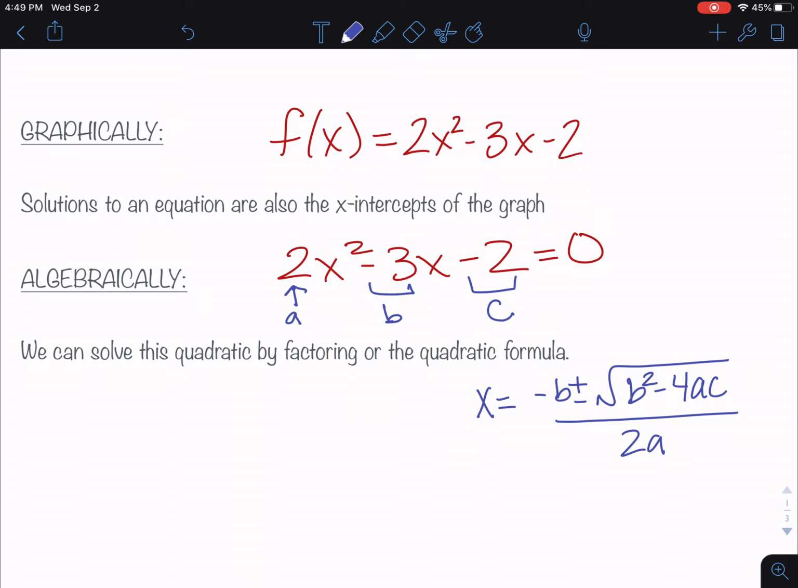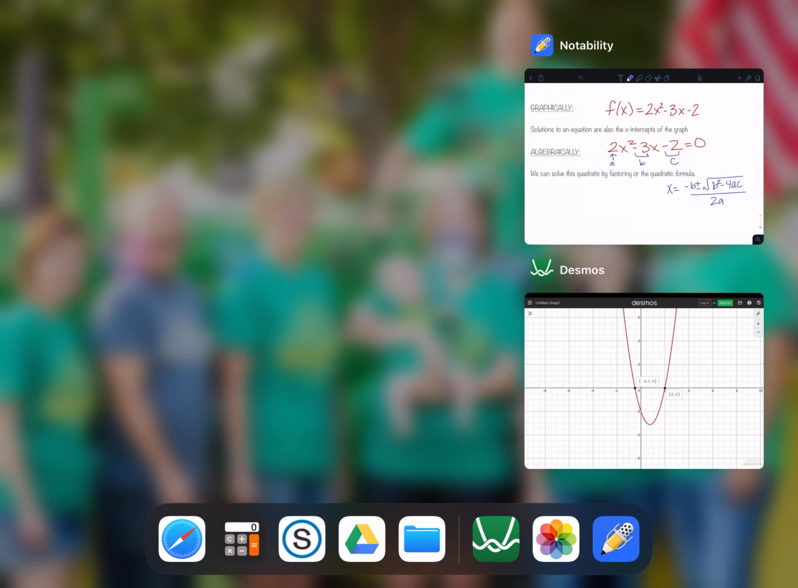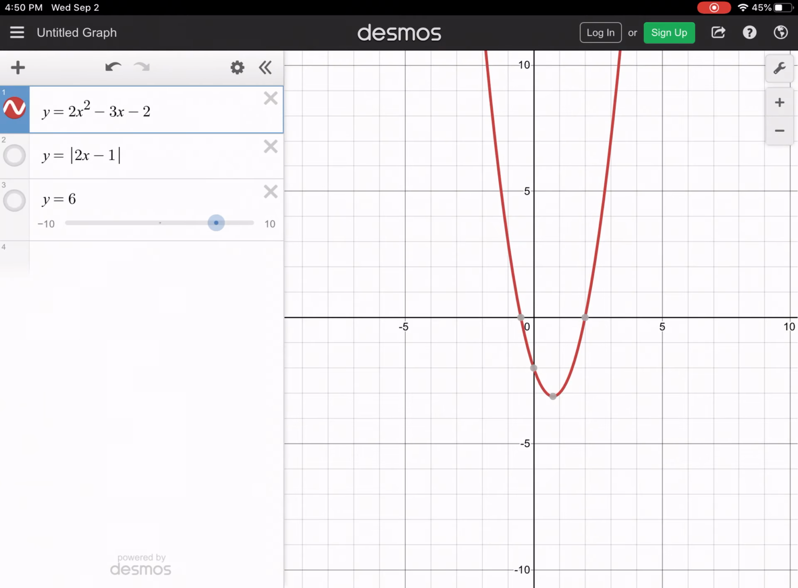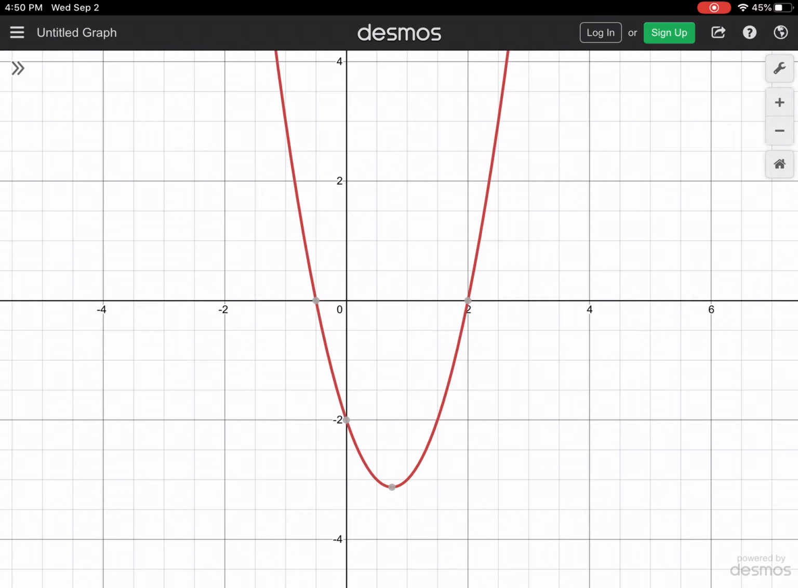Another way to solve this equation is to graph it and find the x-intercepts of the graph. The x-intercepts and the solutions are synonyms, because when I set this function equal to 0 and solve it algebraically, that would also be finding the zeros of the graph. So as I move to my graphing of this quadratic equation, you can see that this quadratic equation creates a parabola like all quadratics. And when I zoom in on this equation and I find the zeros of that function, they appear to be negative 1/2 and positive 2.